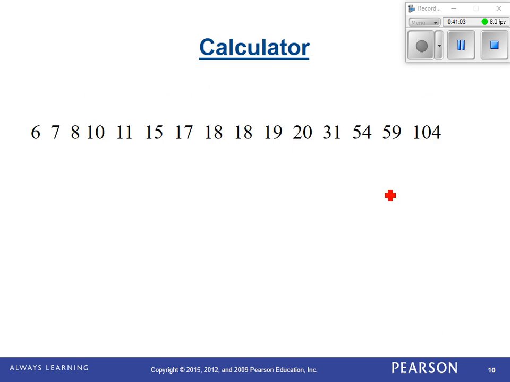If we did it on a calculator, we just did it earlier. If you put it into a list, it's right there. It shows you the median when you do that 1-variable stats. So you can find it that way also, if you were to put this into a list.